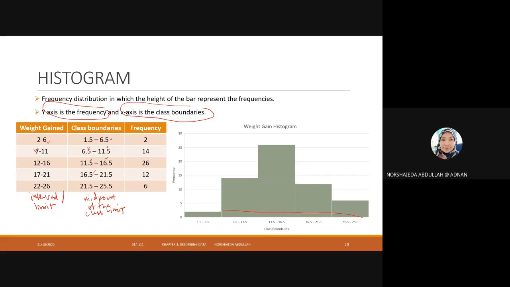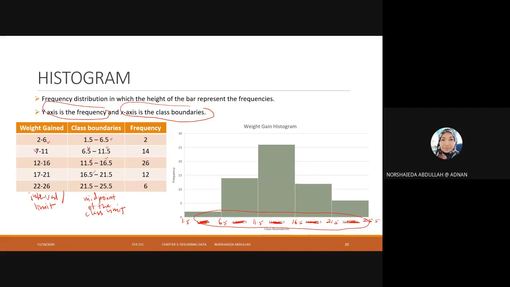Okay, so and this I generate using the Excel. Dia come up like this. So actually kita tulis macam ni lah. Sini 1.5. Okay, tak perlu tulis dalam bentuk range macam ni, kita just label at the end of the bar. Okay, 1.5, 6.5, 11.5. Okay, ni tak payah 11.5. So here 16.5, 21.5 and 25.5, right? And Y is the frequency.